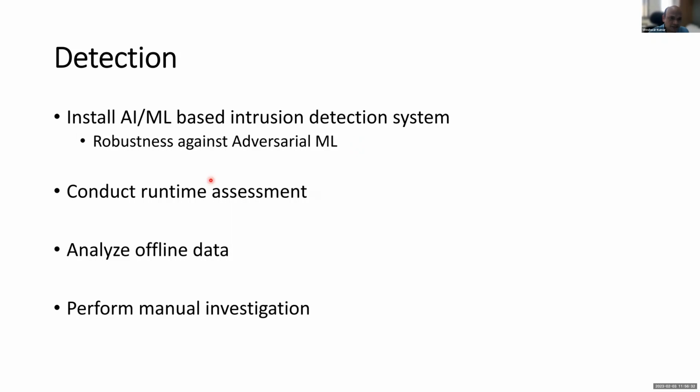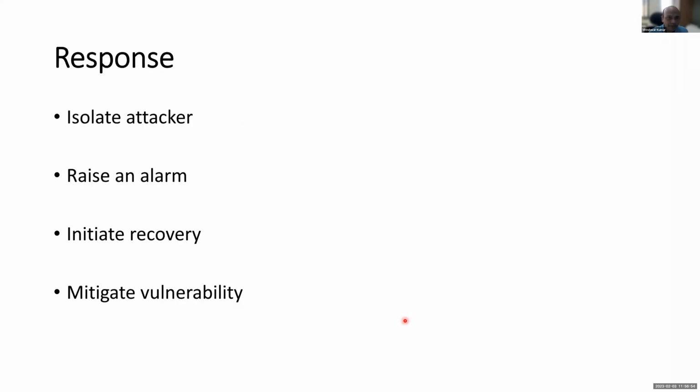What existing system managers could do is conduct runtime assessment and analyze offline data. Of course, there has to be a runtime IDS running, but there should also be something which can do in-depth analysis of the data in an offline manner. And sometimes some manual investigation is also required to actually detect some attacks. And then the response has to be multi-tiered. While the attack is happening, you should be able to isolate the attacker, raise an alarm, initiate some kind of recovery mechanism, and then finally figure out a way to mitigate the vulnerability.